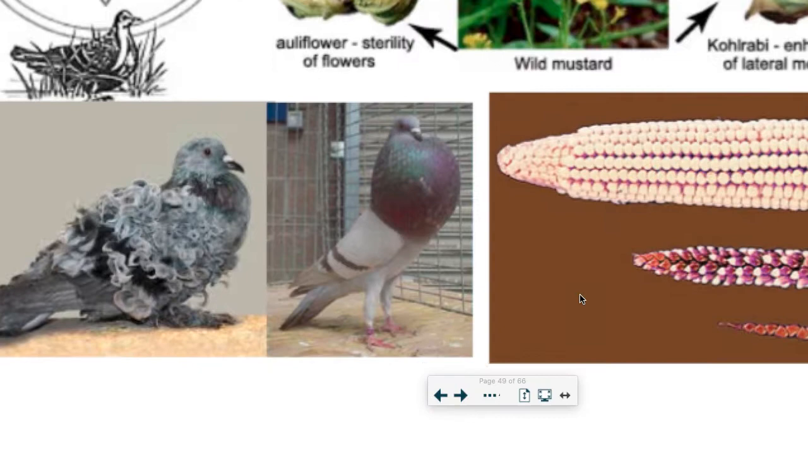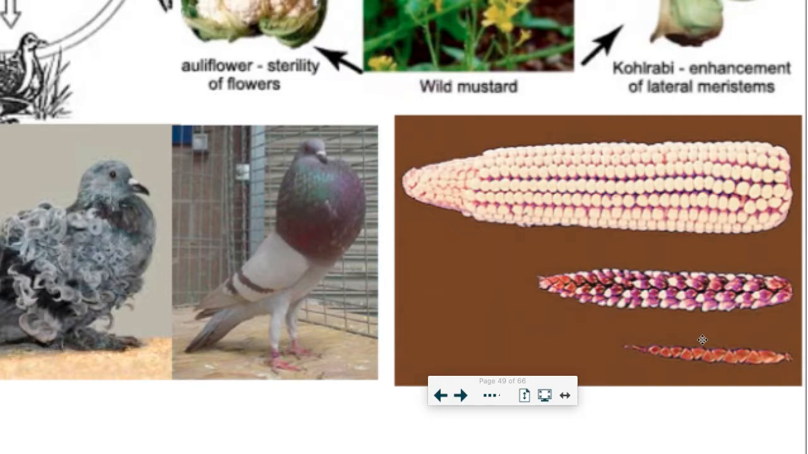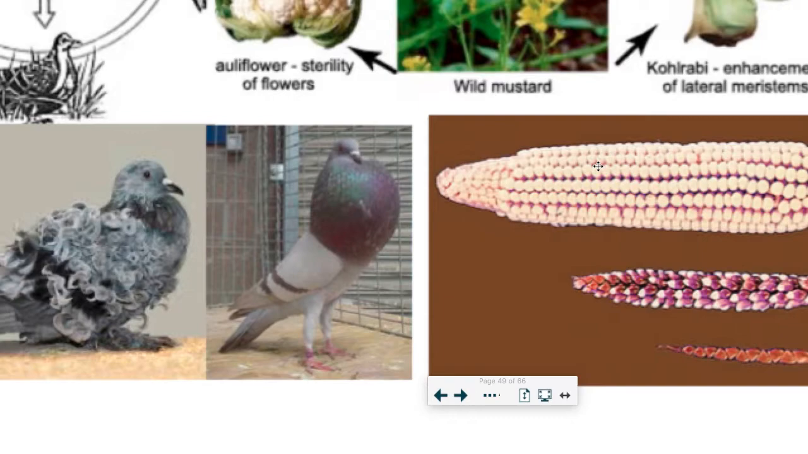We've talked about corn, how humans have directed the evolution of corn. This is what corn used to look like down here. This is what corn looks like today. And it's because of humans selecting for traits. We do this with thoroughbred racing horses in derbies. We breed a fast horse with another fast horse. We do this with dogs, with purebreds. So we can select for traits.